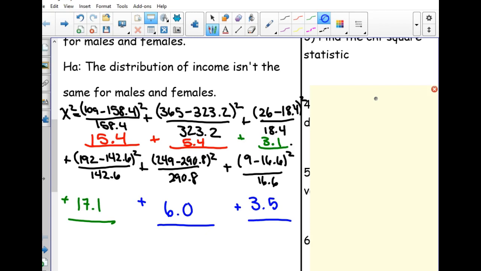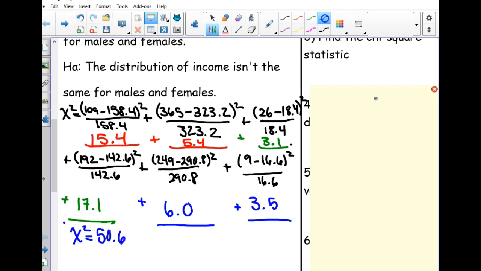All right, did anyone add it up? Did you get 50 something? 50.6, what did you guys get, those of you who did use the grapher? Did you get 50.6 as well, or did it by hand? 50.5. Okay, so about the same. Perfect, let's put 50.6. So our chi-square value is 50.6.